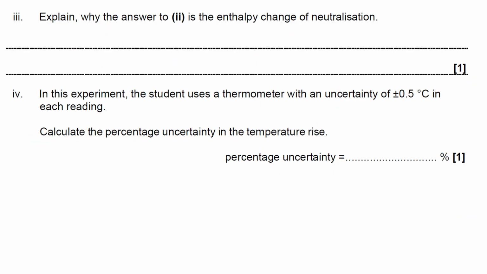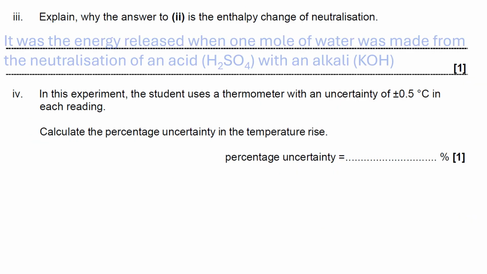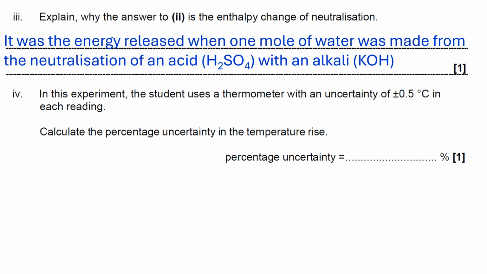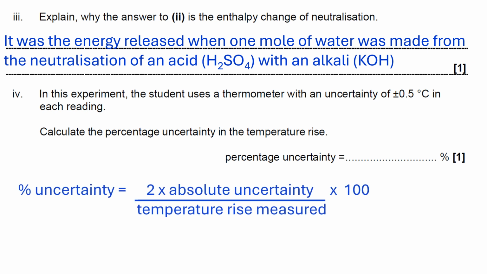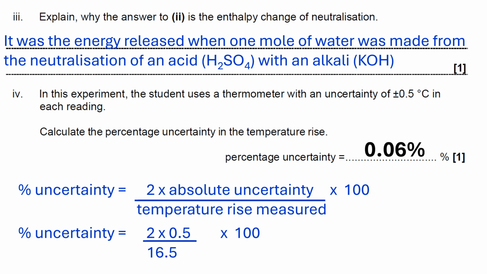Finally, it says to explain why the answer to part 2 is the enthalpy change of neutralization. It's the energy released when 1 mole of water was made from the neutralization of an acid with an alkali. Then it wants you to work out the percentage uncertainty of the temperature rise. Because the temperature rise involves a starting temperature and a final temperature, you use the thermometer twice. So it's 2 times the absolute uncertainty, which is 0.5 degrees C, divided by the temperature rise that was measured, the difference between the two readings. We worked out 16.5 earlier, so 2 times 0.5 over 16.5 times 100 gives you 6%.